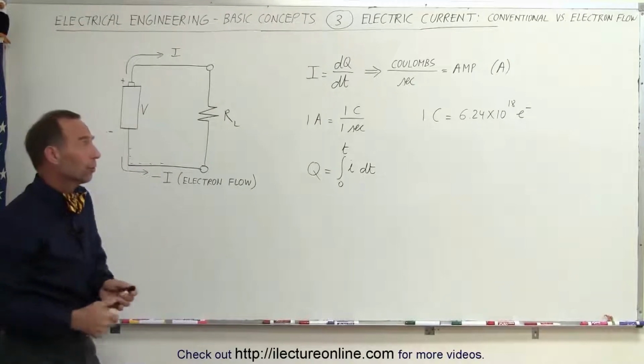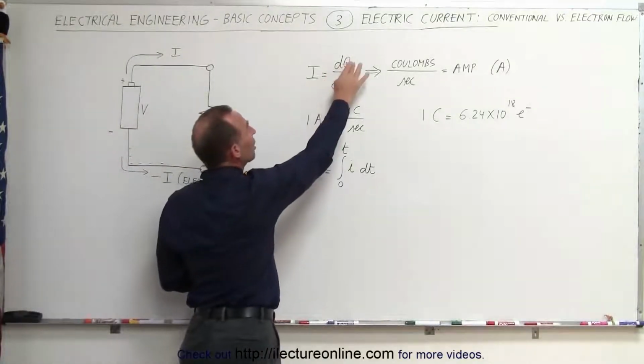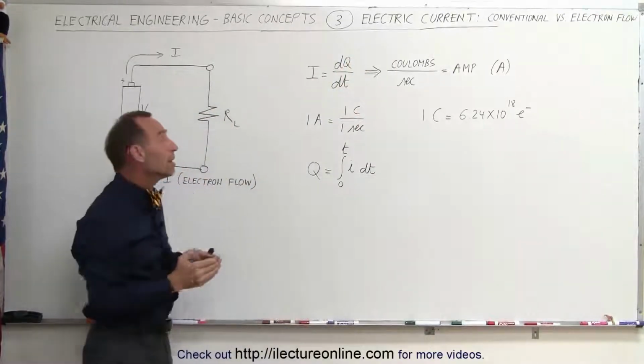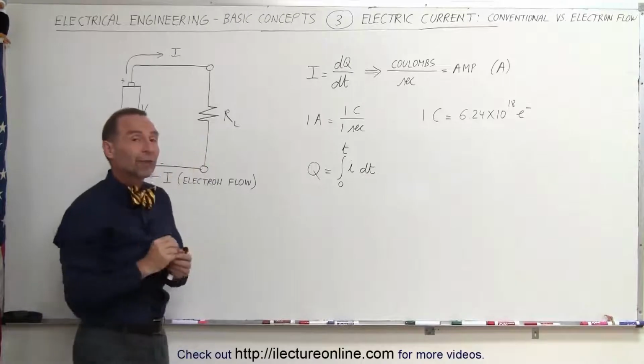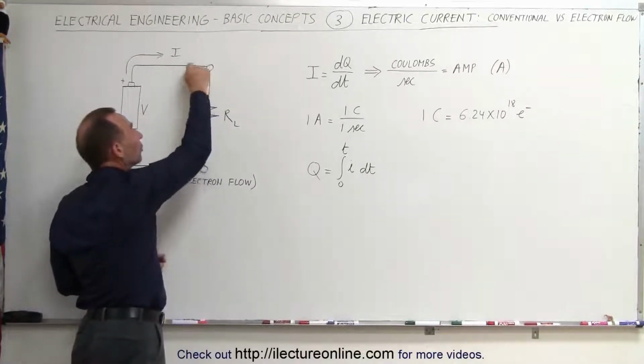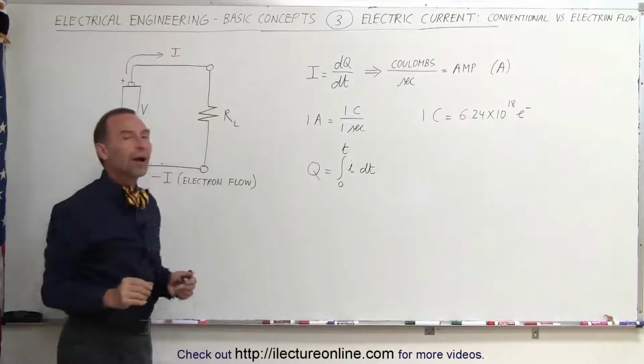The definition of the current is given here by this differential equation: I is equal to the change in charge per unit time. We really don't mean the change, we mean the amount of charge flowing past a particular point. So if we take any point on the circuit and we watch current going by that point, we can say that the current flow is equal to the amount of charge that passes that point per unit time.